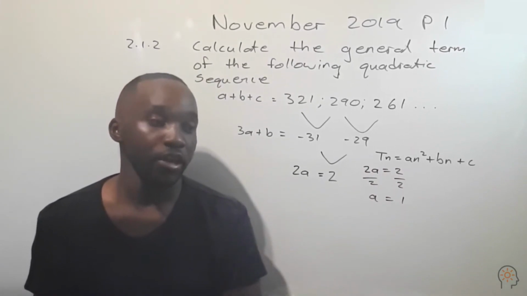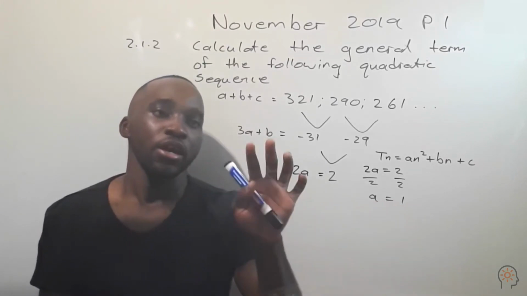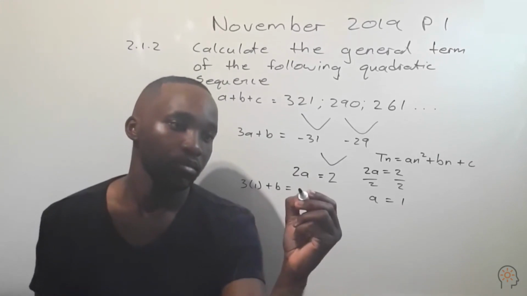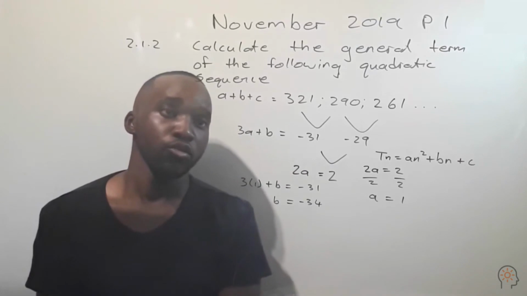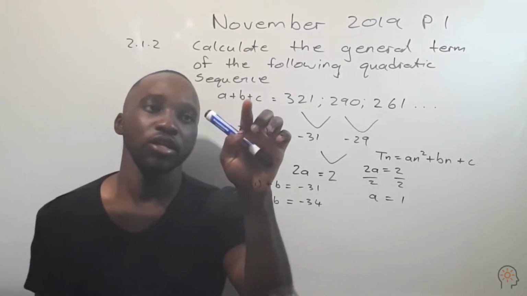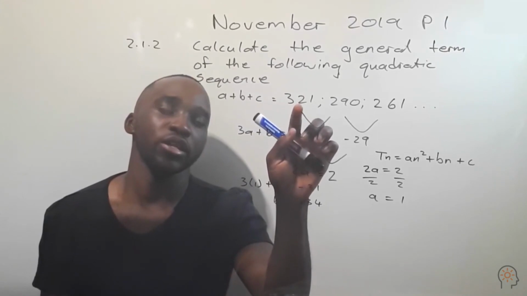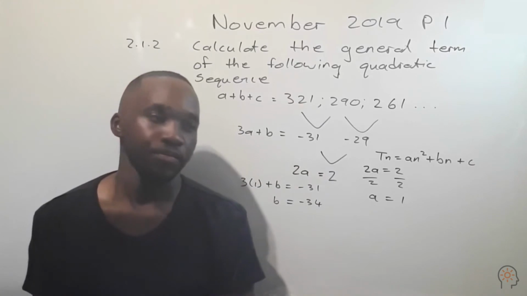So we have A equal to 1, right? We're going to take this value for A and sub it into our second equation. So now we have B. We're going to carry on with the process, sub in A there, sub in B there, C will be the only missing variable, and then we're going to equate that to 321 and work out a value for C.